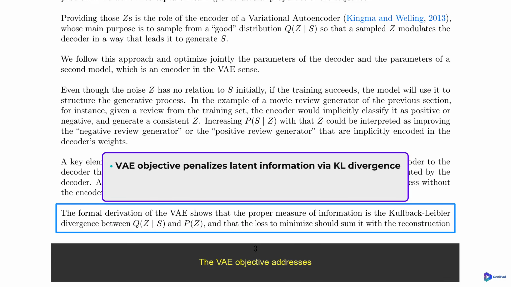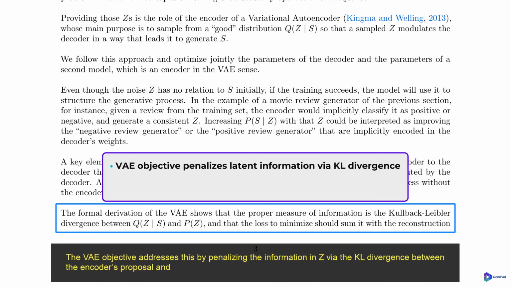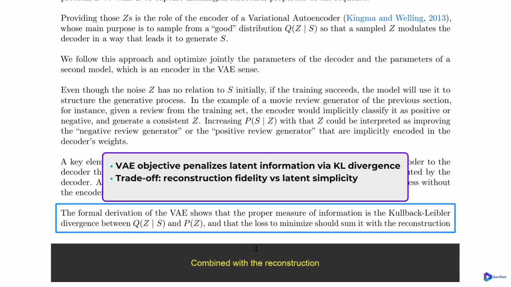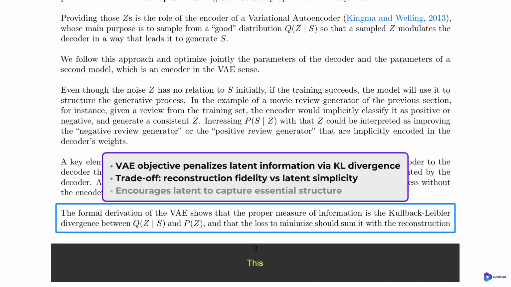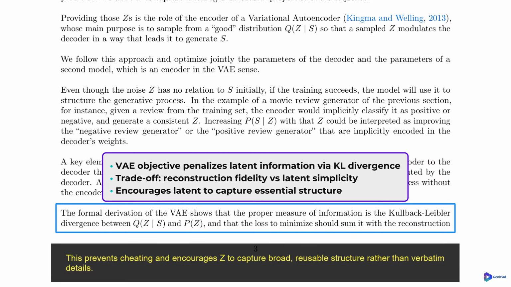The VAE objective addresses this by penalizing the information in Z via the KL divergence between the encoder's proposal and the prior. Combined with the reconstruction term, it forms a trade-off. Use enough information in Z to faithfully reconstruct the sequence, but keep Z close to the prior, so it carries only the essentials. This prevents cheating and encourages Z to capture broad, reusable structure rather than verbatim details.